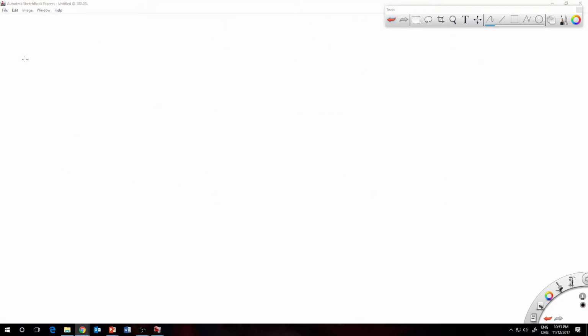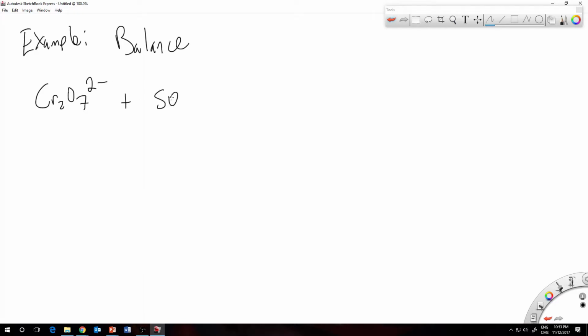In this example, we're going to balance the following: Cr2O7 2- plus SO3 2- going to Cr3+ plus SO4 2-. Okay, so let's start off by figuring out the oxidation number change and everything. So we'll start with the oxygen. That's relatively easy. Oxygen is -2.